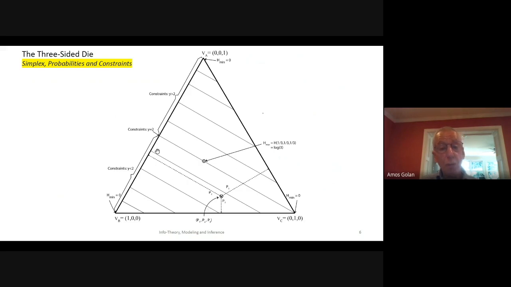Okay, so now we describe the problem and we see the 2 constraints. Remember, each point on this line satisfies both of our pieces of information. It satisfies the normalization, the probabilities sum up to 1, and it also satisfies the constraint that the mean value has to be exactly 2. Now we have to make our choice. To make our choice, we're going to use our decision function.